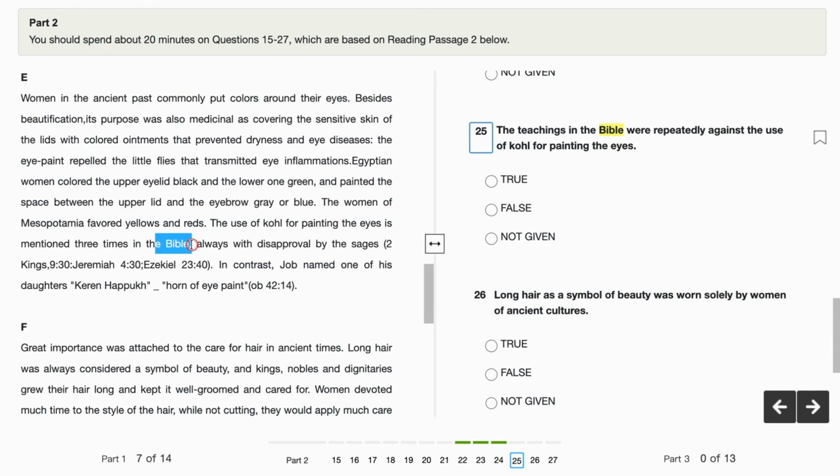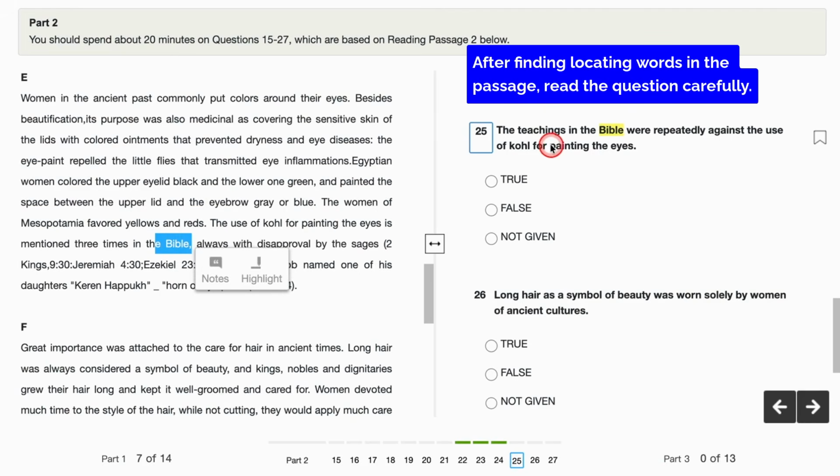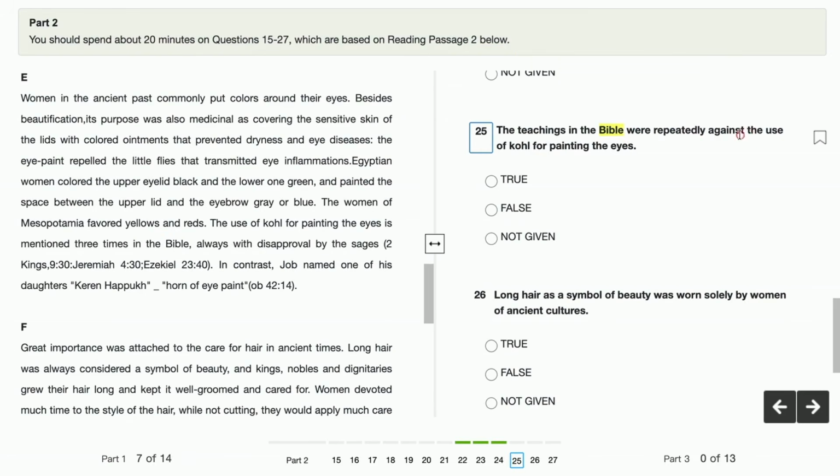As you can see, here it mentions Bible. So now we need to read the question carefully. The teachings in the Bible were repeatedly against the use of this for painting the eyes. I think this is very important information. Let's read this part and see if it mentions the use of this for painting the eyes. Yes, it does mention it, right? This is exactly the same as this part of the question. So was the Bible against the use of this?